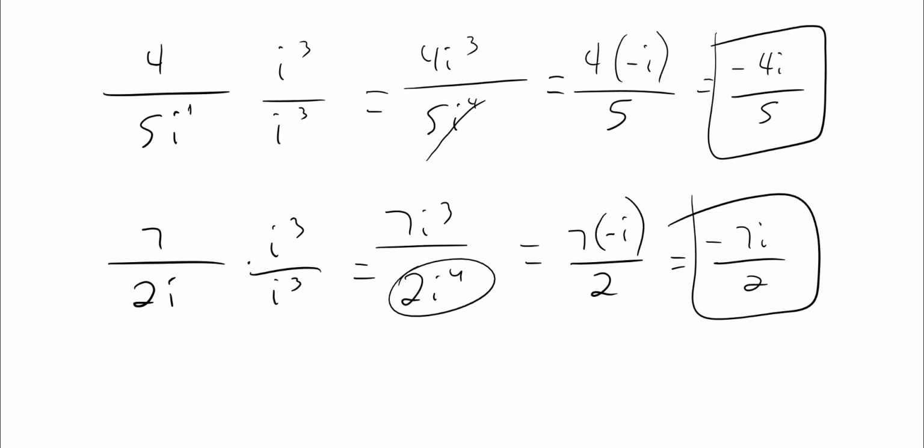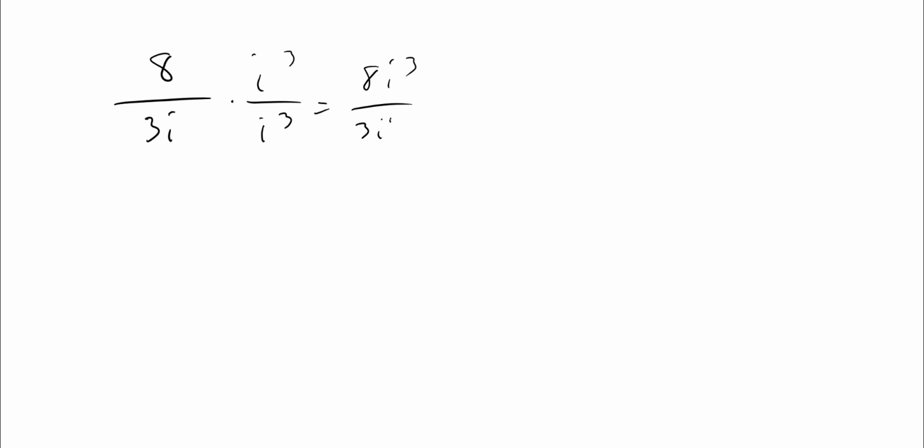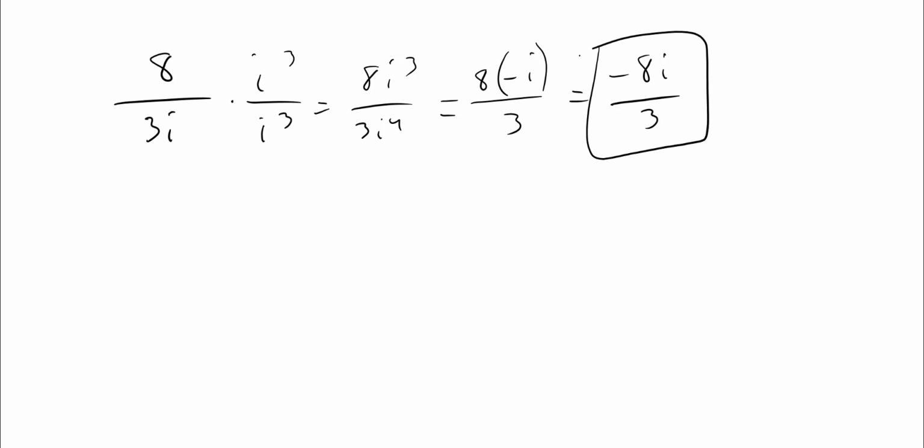Okay? That's really it, math fans. So I'll do a couple more, but that's kind of it. I mean, it's not really a lot to it. So 8 over 3i. Okay, multiply by i cubed over i cubed. So you get 8i cubed over 3i to the fourth. i to the fourth is 1, so it's just 3. i cubed is negative i. So my answer is negative 8i over 3. Gosh, it's really easy.